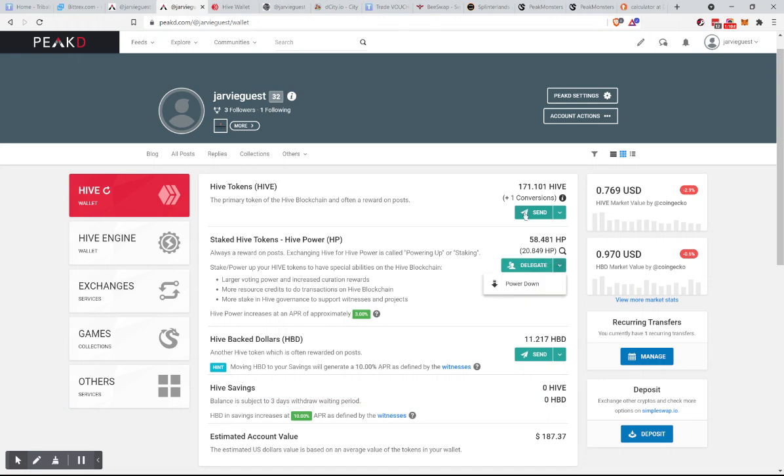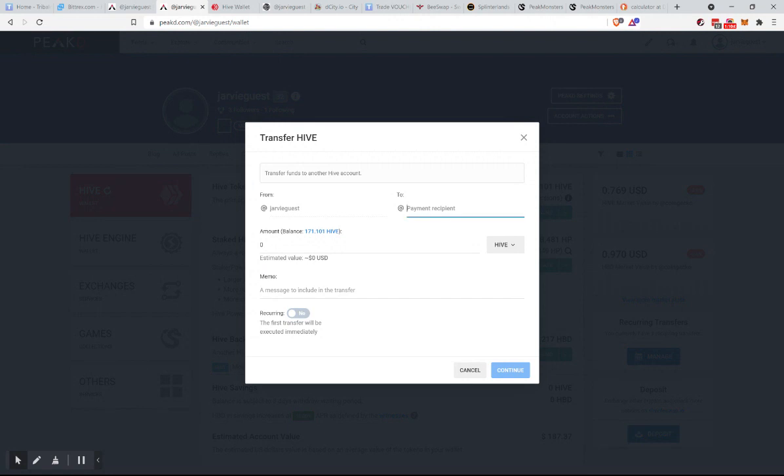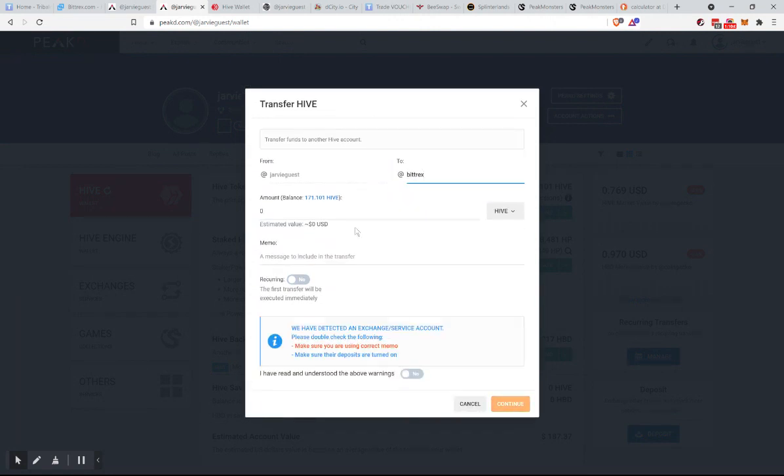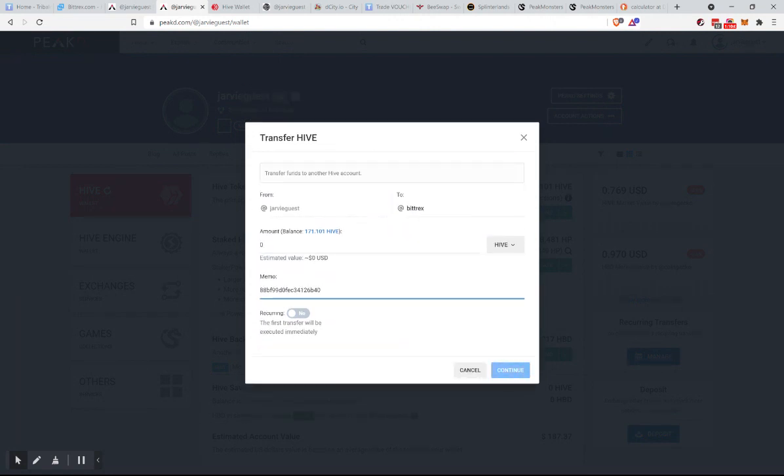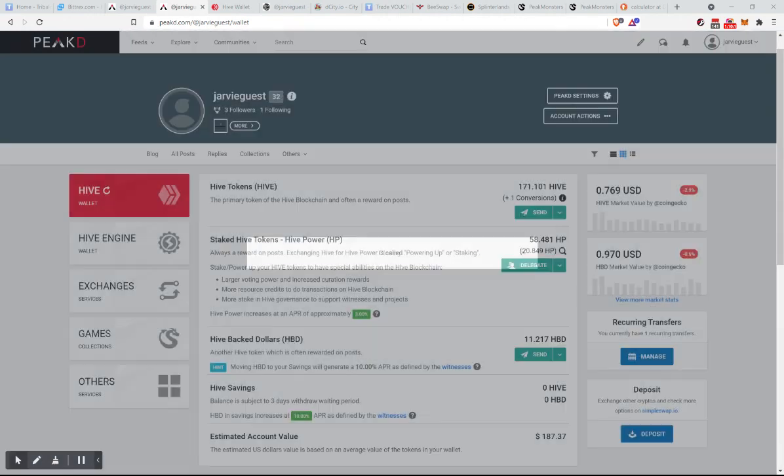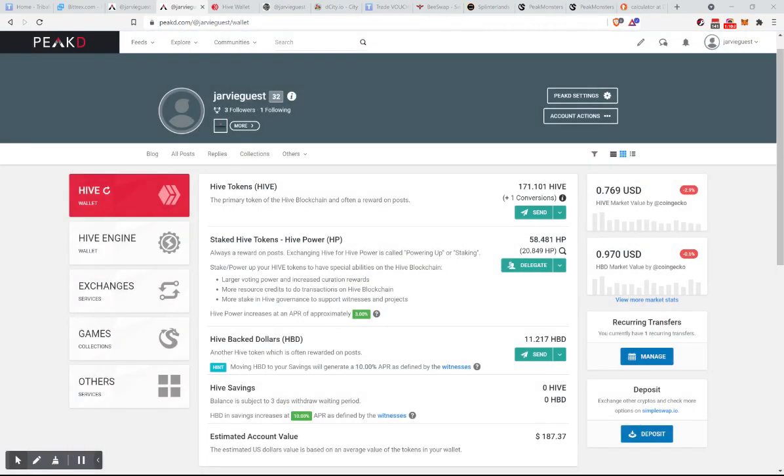And there, we're going to go back to this and send to Bittrex. We're going to put in the memo. Yeah, that's important. 10 Hive. And hit continue. All right. We count to 3. 1, 2, 3. It is now in Bittrex's wallet. Now Bittrex has to get their crap together and put it into my wallet on their site.